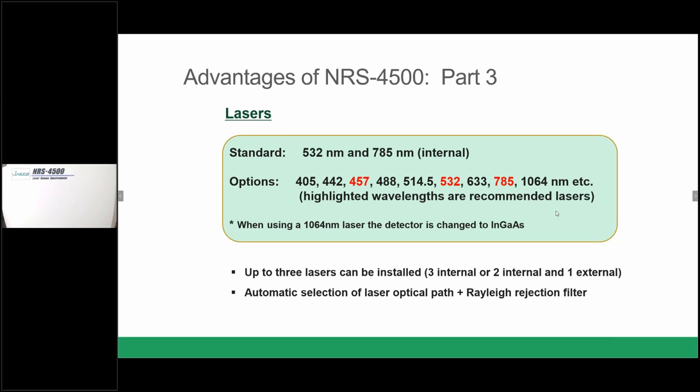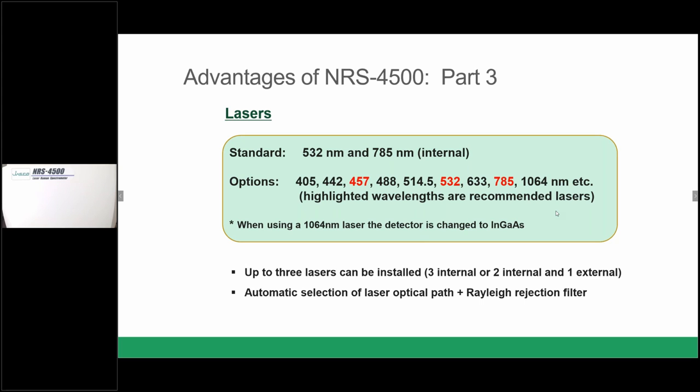So some of the advantages of the NRS 4500, as I said before: the standard is 532 and 785, but we have different options that go from 405, which is more in the blue region, up to 1064, which is the near infrared region. 457, 532, and 785 are highlighted in red. These are the standard laser lines used when we add up to three different lasers. But of course, the other lines are optional.